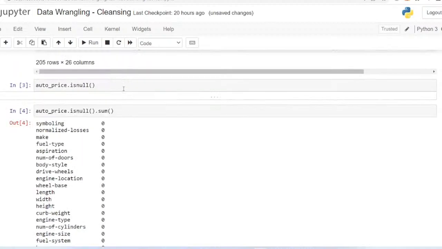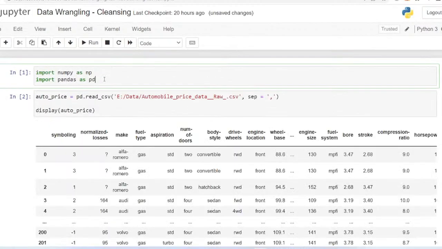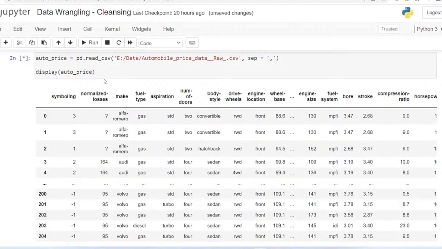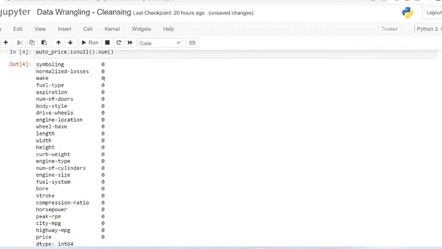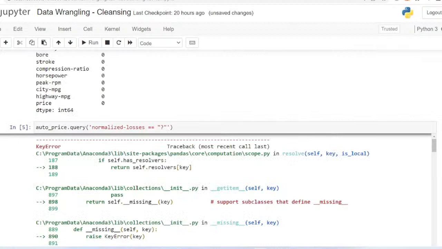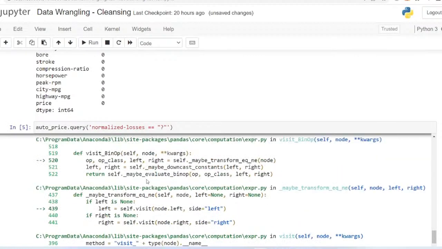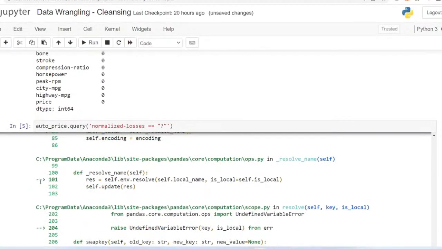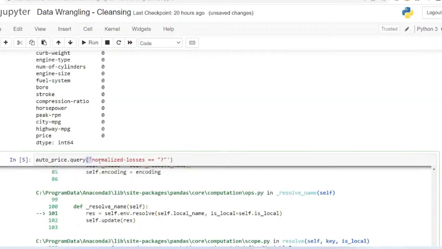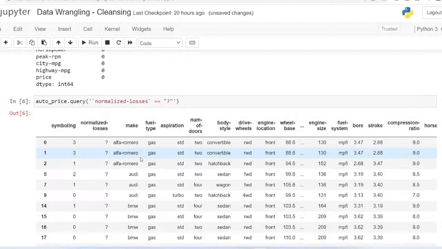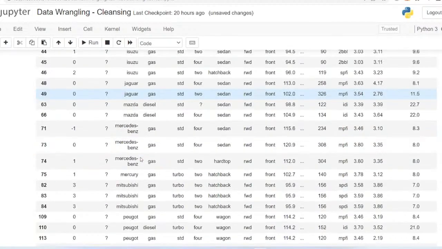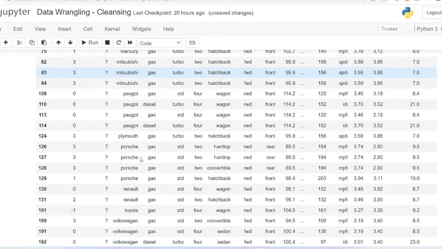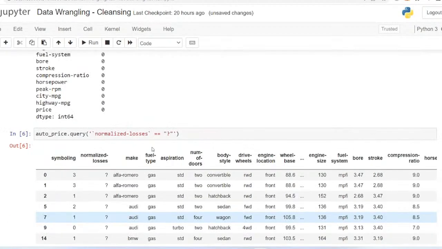Now let me execute it and run it again. So this is how you can do it if you want to write the code, and the same you can do for the other values as well. The value should be placed under inverted commas. Now you can see that we have got all those values where question marks are found. So this type of scan you have to do.